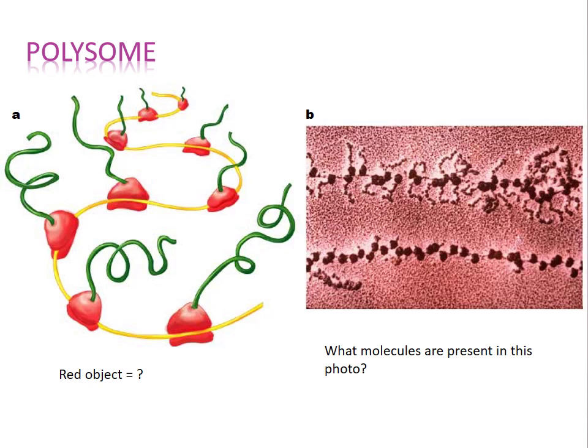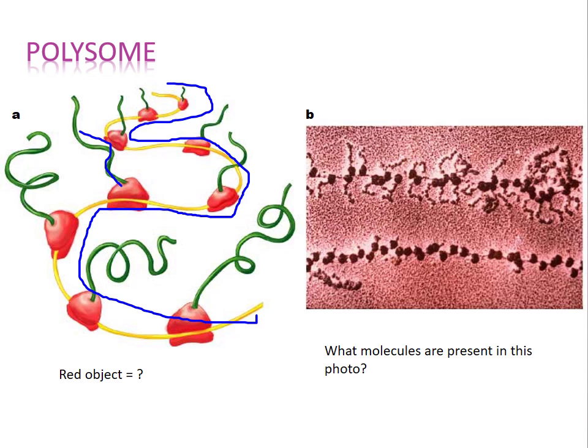Again, we see here polysomes. What are the red objects and what are the green objects? This is one huge mRNA transcript here, and along this mRNA transcript we see multiple ribosomes reading the information on the mRNA transcript, and the green things here would be your growing polypeptide chains.